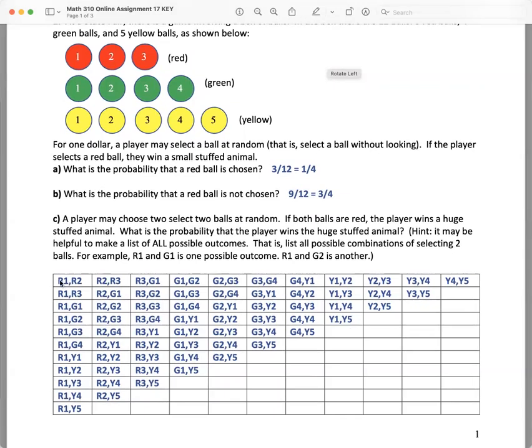I started with the red 1 ball and matched it with all of the other balls. And then I matched the red 2 ball with all of the other balls, matched red 3 with all of the other balls, right? But notice here, I'm not going to repeat what I've already done. So I start red 3, G1. I've already done red 3, red 2, because the order here doesn't matter, so I didn't include that in the list, etc.